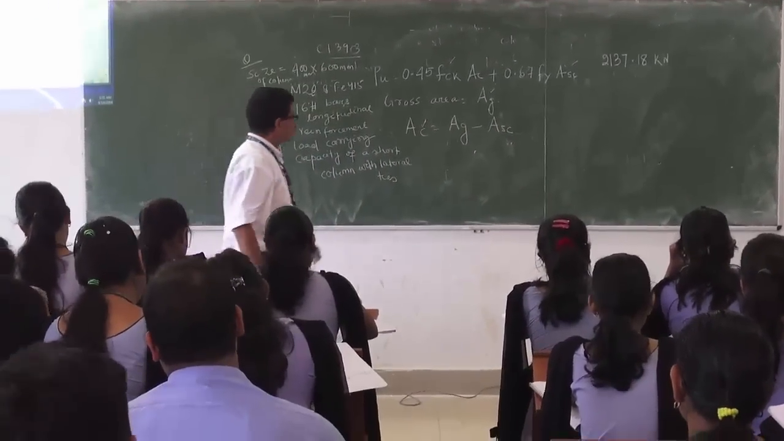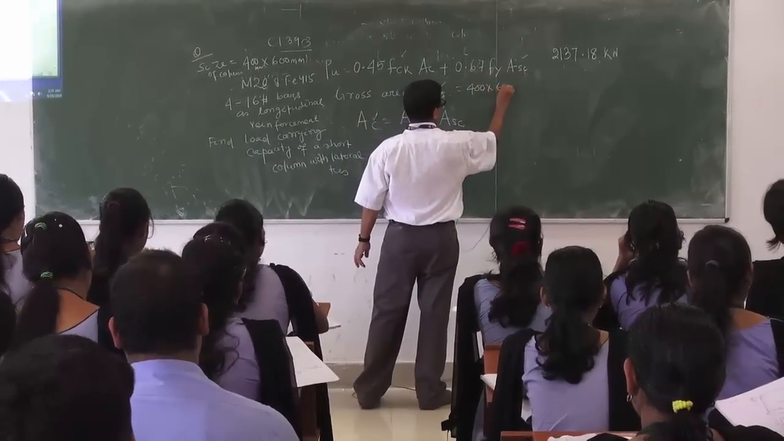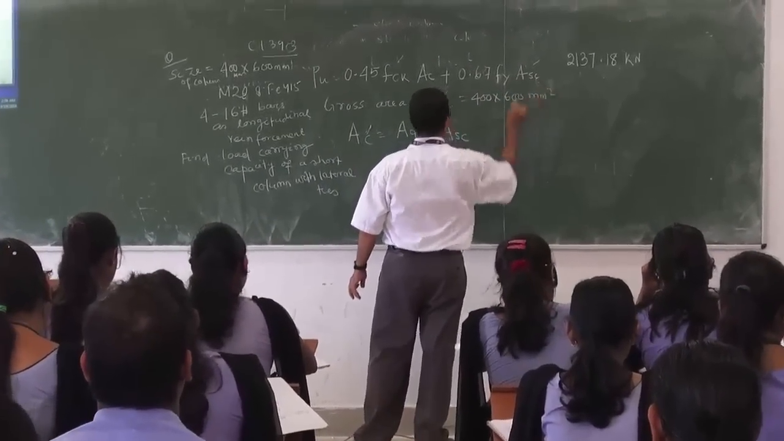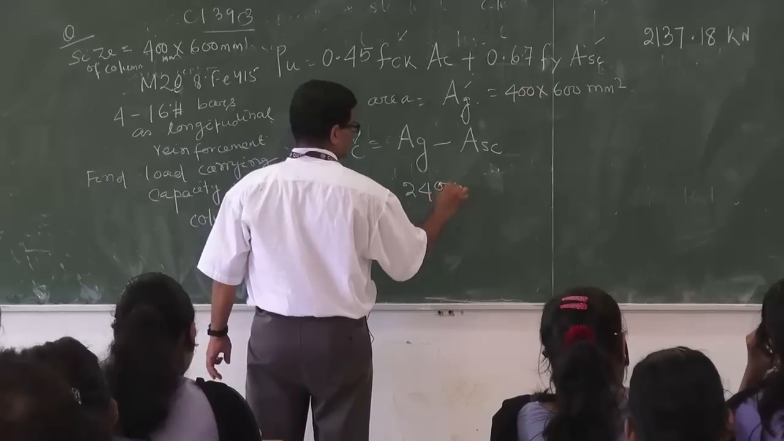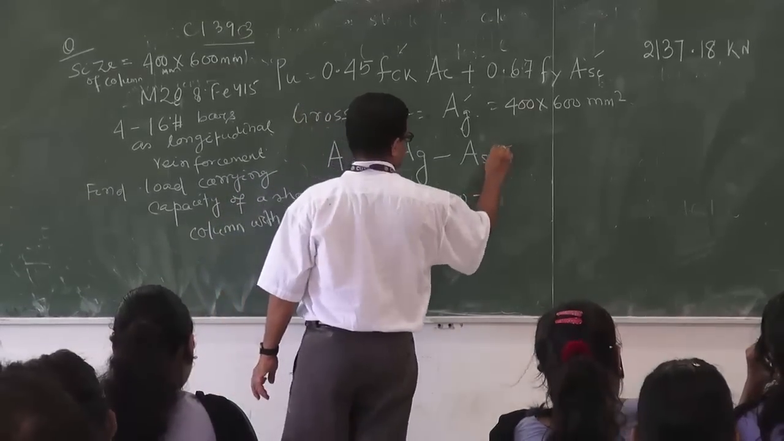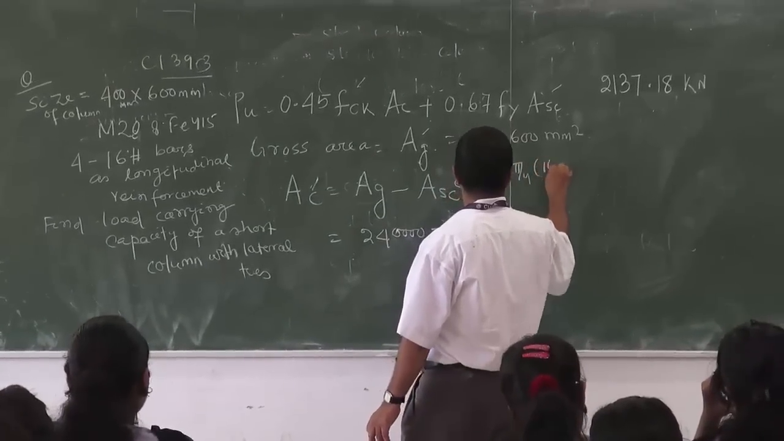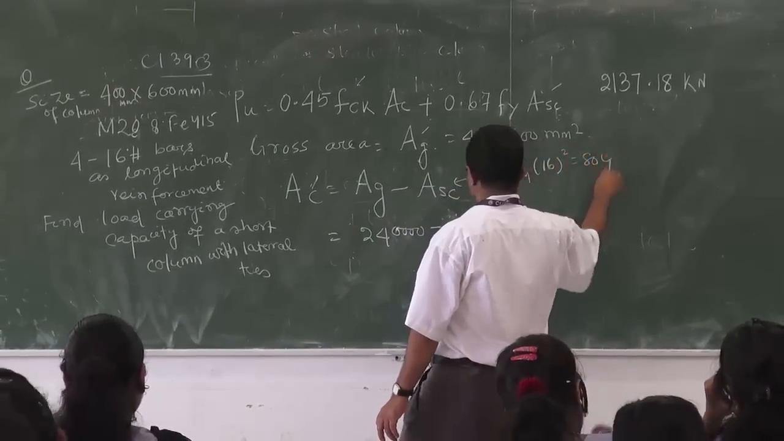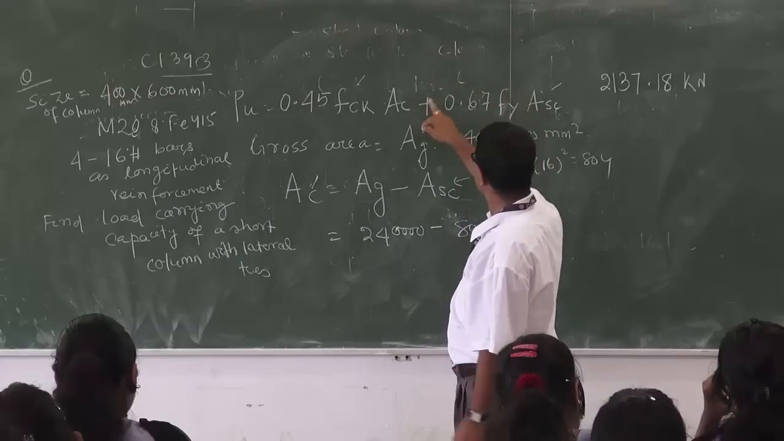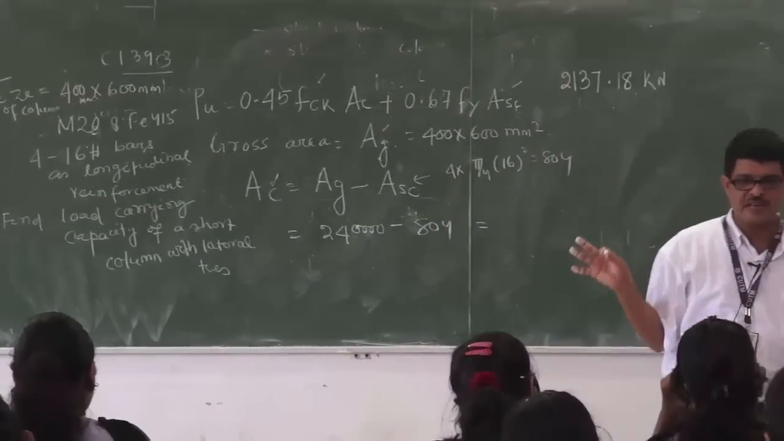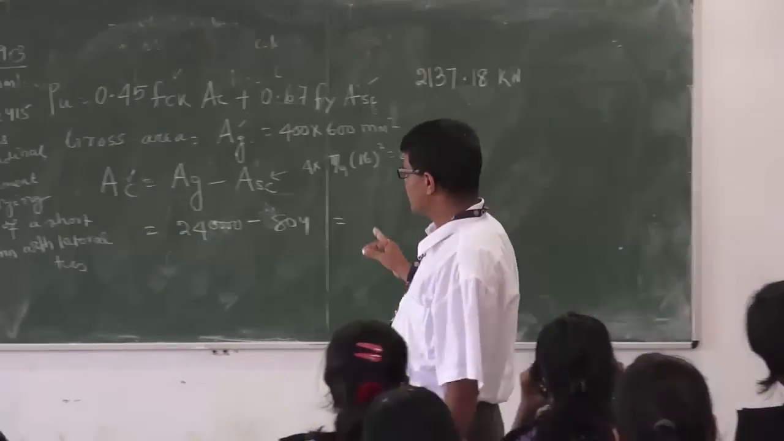So simple, put gross area AG is equal to 400 into 600 millimeter square. Then find out AC, that is equal to AG, 240000, minus ASC, which is 4 number 16. So 4 into pi by 4 into 16 square. This comes out to be 804. So minus 804, find the AC value. Then put all the values here and just put the formula, get the answer. So this is the load carrying capacity of a short column with lateral ties.